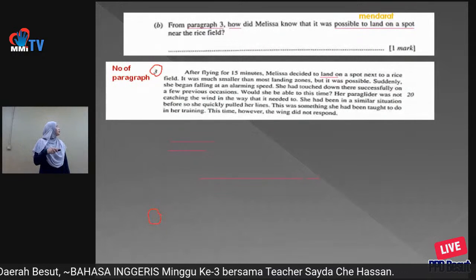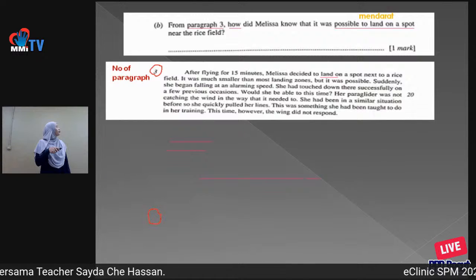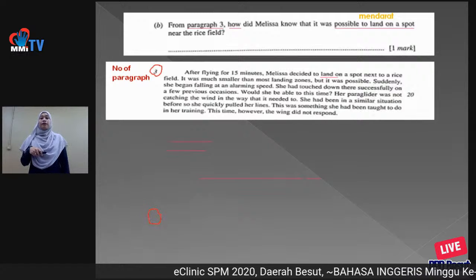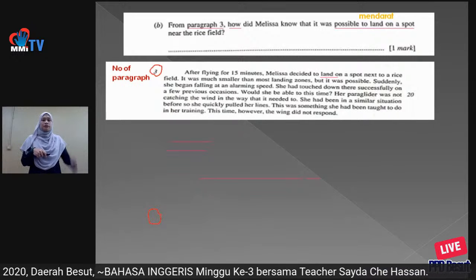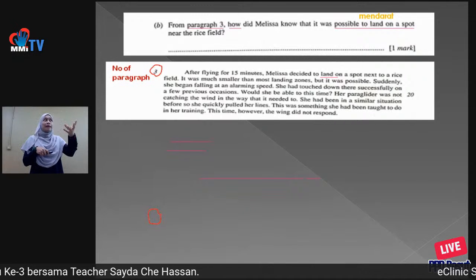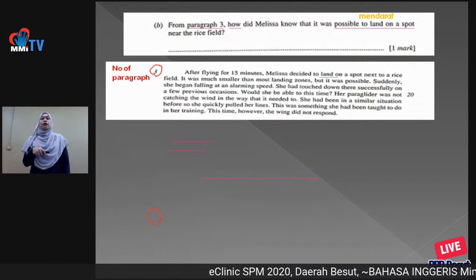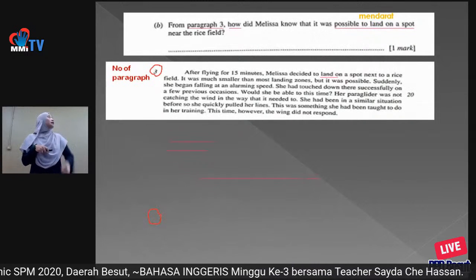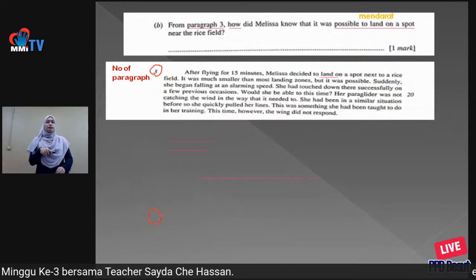Okay, you will find the answer here. Okay, so we underline to land. Okay, now after flying for 15 minutes, Melissa decided to land. Okay, there we underline that. Okay, let's look at how did Melissa know that it was possible. Okay, the question is very tricky. Okay, dia boleh je buat simplify why Melissa decided to land there. Boleh je buat gitu, but then it's not SPM level lah, kan? Okay, but so dia twist sikit the question.